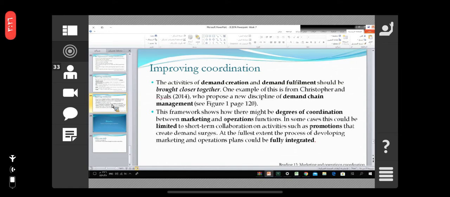Of course, there is a study by, what's his name, I think Christopher Ryles, for a new proposal for new demand change management. How there might be a degree of coordination between marketing and operations. They made frameworks saying moments of coordination between these departments may happen, between operations, but it must happen for the short term, not immediately, because they have different functions. There must be coordination between them for the short term.